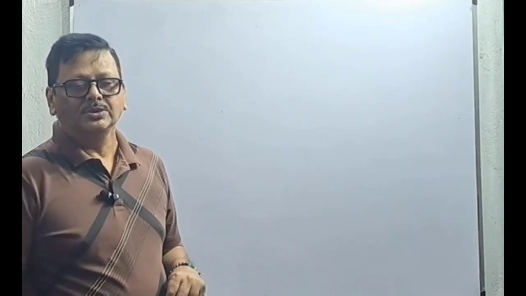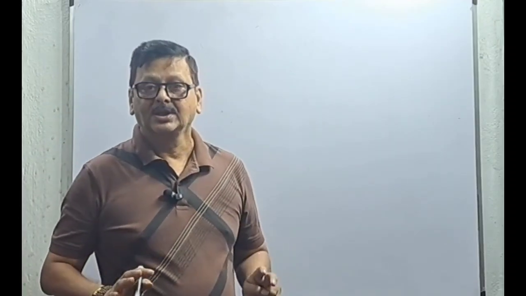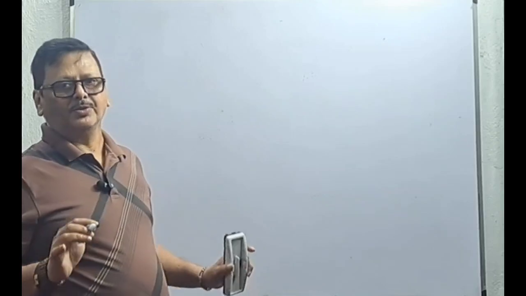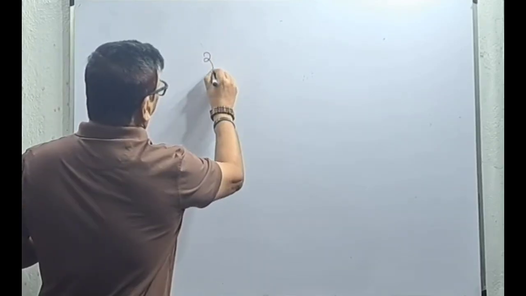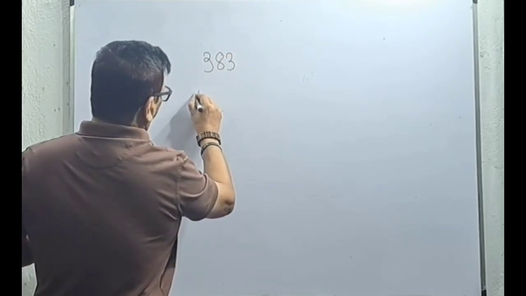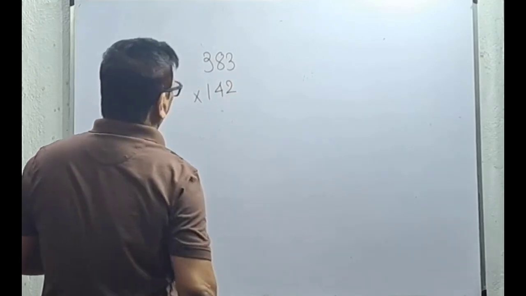Now we come to multiplication of a three-digit number with a three-digit number, and it involves 5 steps. Might look ominous, but if you practice, it's a 5-second affair. Okay, now suppose we want to multiply 383 with 142, right?